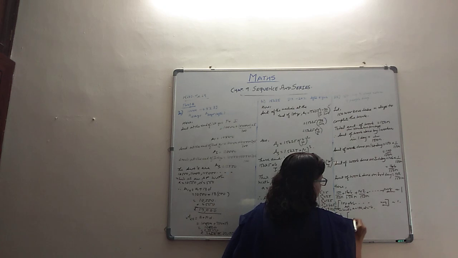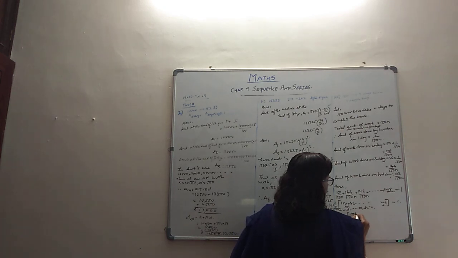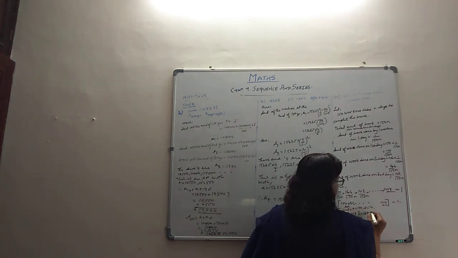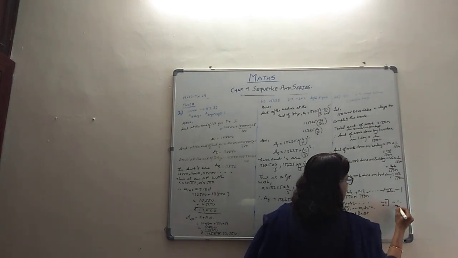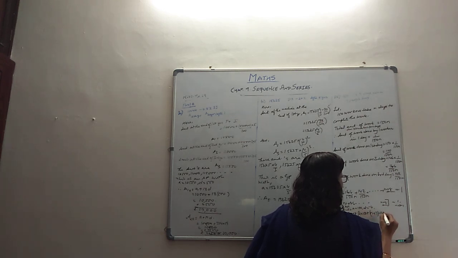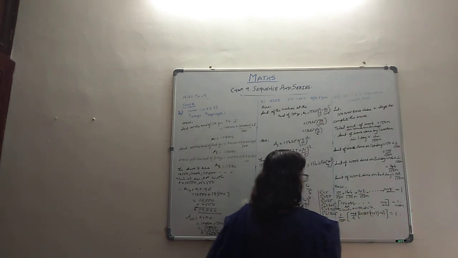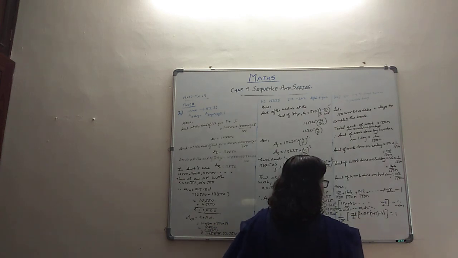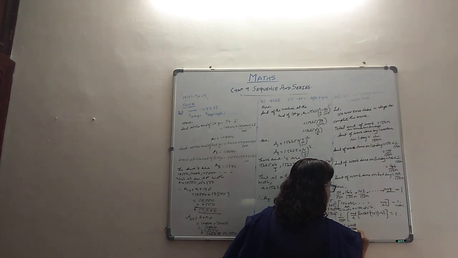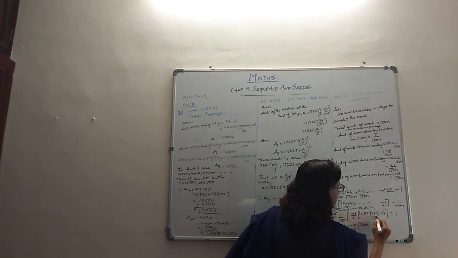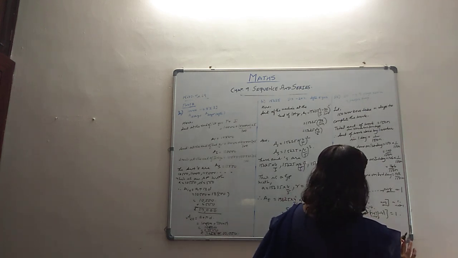What's the sum? n plus 8 by 2, times 2A, which is 2 into 150, plus n minus 1, that means n plus 8 minus 1, who can tell me? n plus 7, times D, which is minus 4, equal to 1. So we have 1 by 150n into n plus 8 by 2, this is 300 plus, when we open the bracket, n plus 7 times minus 4.